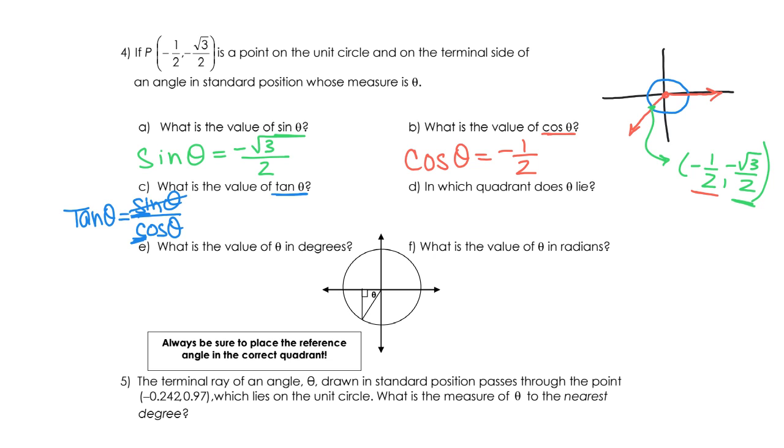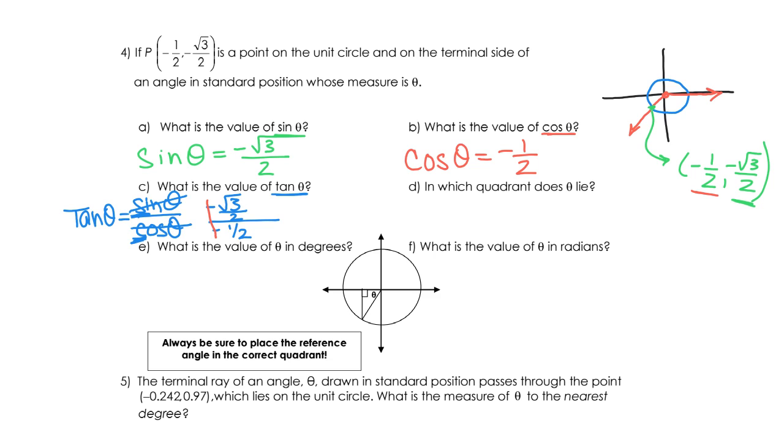So when we replace sine theta with our answer from part A, which is negative square root of 3 over 2, now it's going to look weird because we had a fraction on top divided by, and then cosine theta is also a fraction, -1 over 2. So we're going to simplify this. It's actually pretty easy, okay? So the negative divided by negative will always end up being a positive answer, okay?